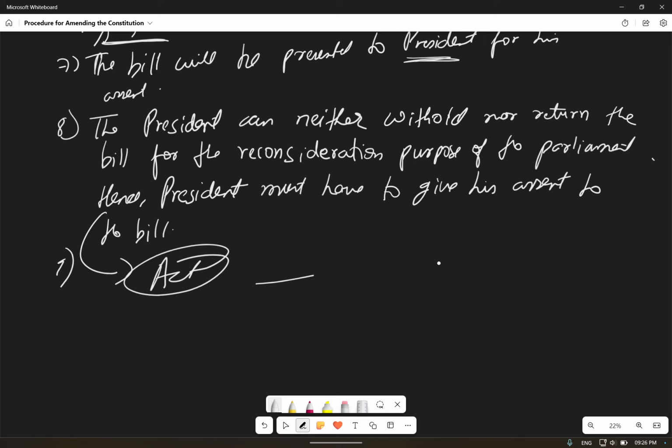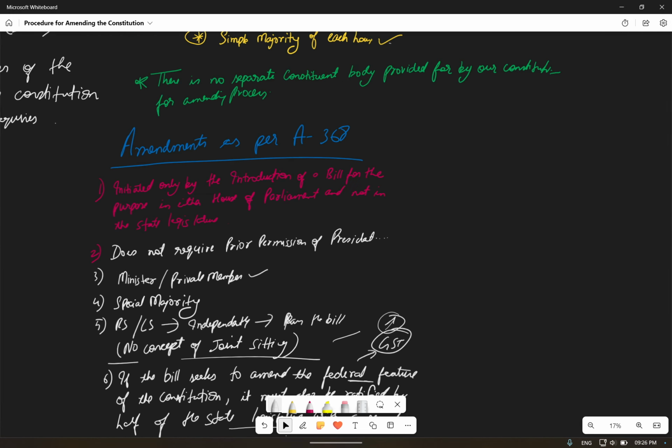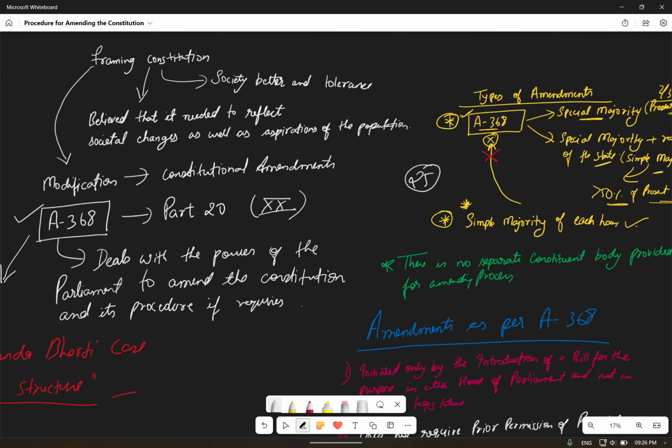So these were the steps required for the amendment of the constitution. We have seen the types of amendment of the constitution. Let us quickly revise why the amendment part is included in the constitution. The constitution framers wanted that it should not be rigid, it should be flexible, but not that much flexible, and it should be difficult to amend. That's why the framers introduced this amendment concept, and the power is given under article 368.